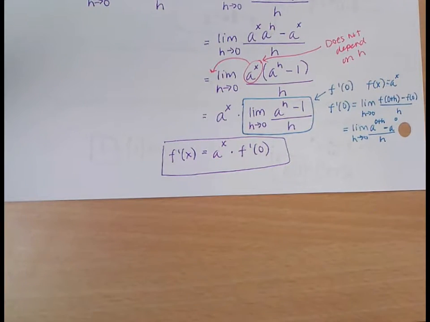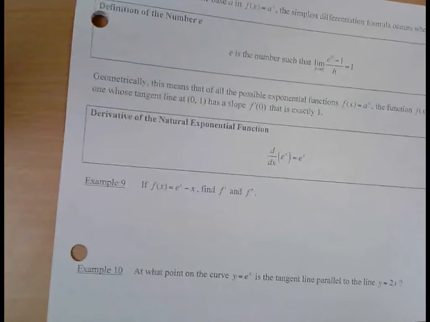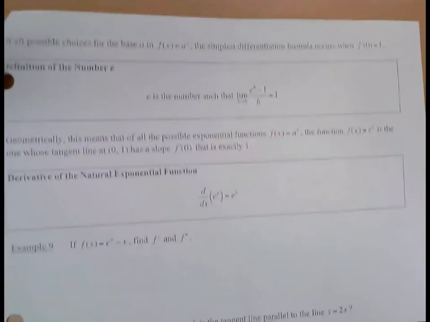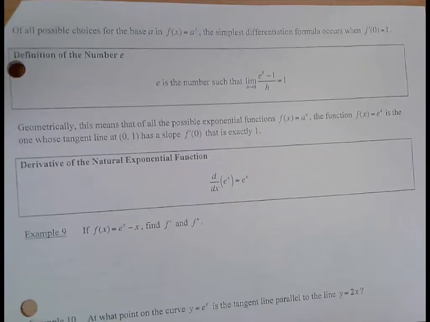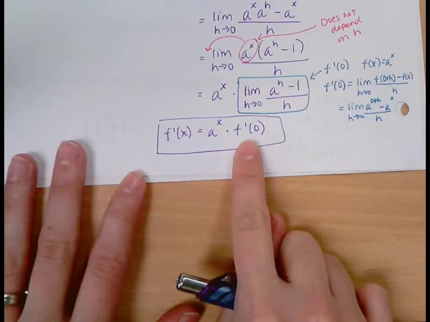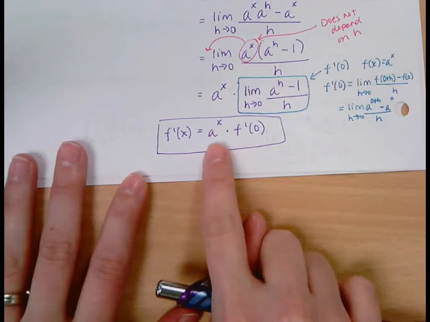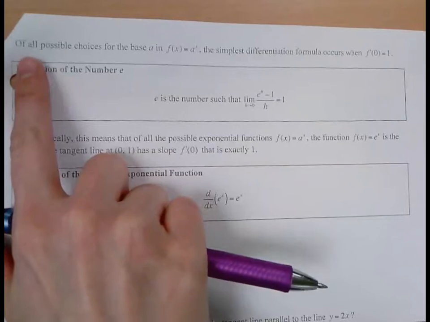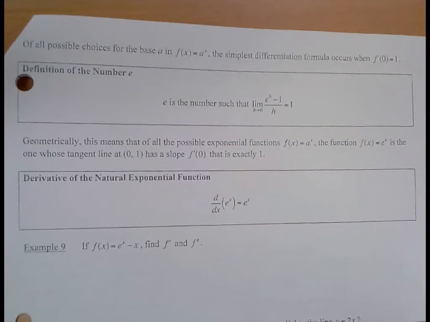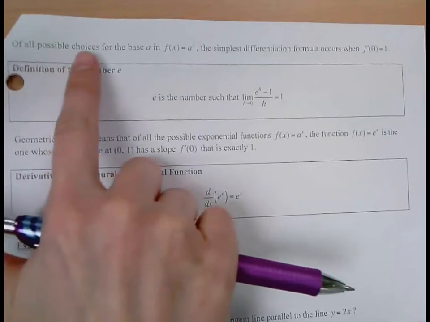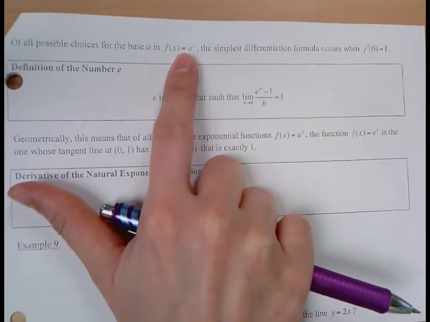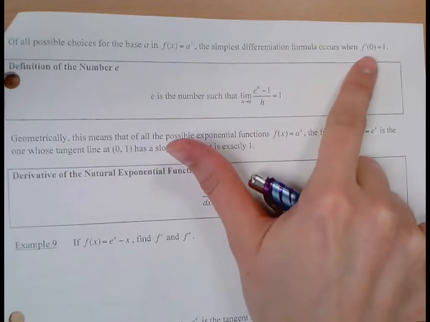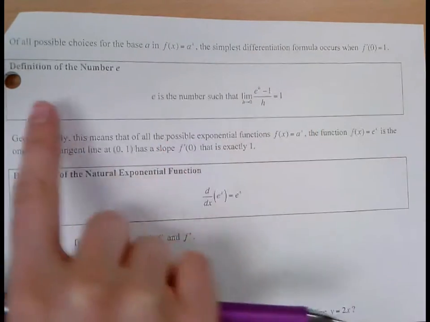So where this is leading, we expand on that formula later, but where this is leading for right now, actually I'm going to go back. If f prime of 0 was the number 1, the derivative would just be equal to the function, and that happens for a specific function. So we've already talked about why e to the x is so important in calculus. It's awesome. Of all possible choices for the base a in a to the x, the simplest differentiation formula occurs when f prime of 0 is 1, like I just said.